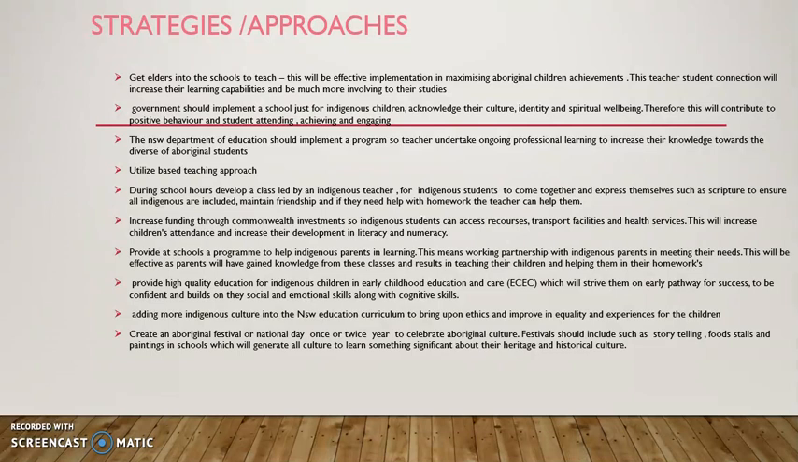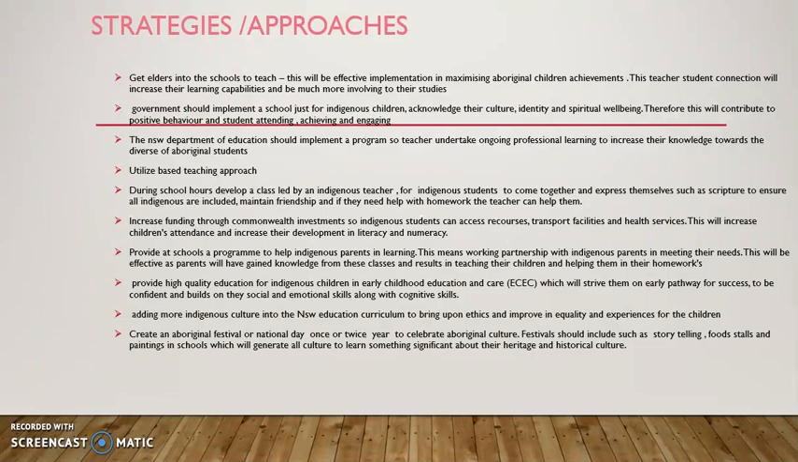Provide a school program to help Indigenous parents in learning. This means working in partnership with the Indigenous parents in meeting their needs. This will be effective as parents will have gained knowledge from these classes and result in teaching their children and helping them with their homework. Provide high quality education for Indigenous children in early childhood education and care, which will start them on an early path of success to be confident and build on their social and emotional skills along with cognitive skills.